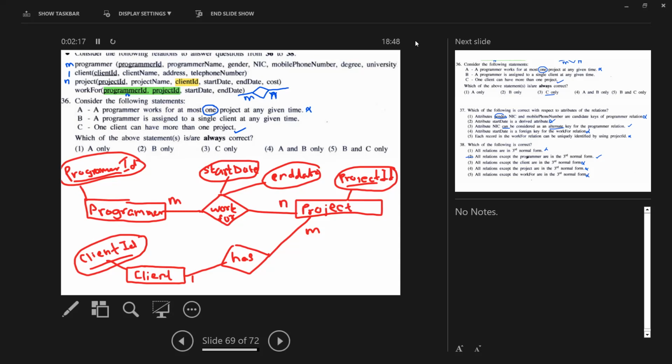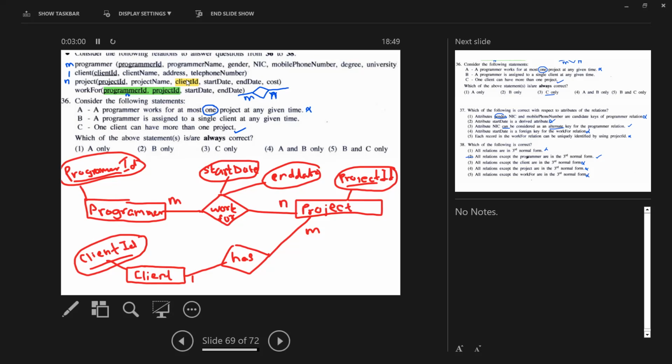So just look at the first one. Program ID is there in the programmer table as well as workflow. So by looking at that, we can assume workflow is a relationship. And client table contains client ID. Okay. And client ID is moving to the project table again. So client ID is a primary key of the client table, and it is moving to the project table as a foreign key.